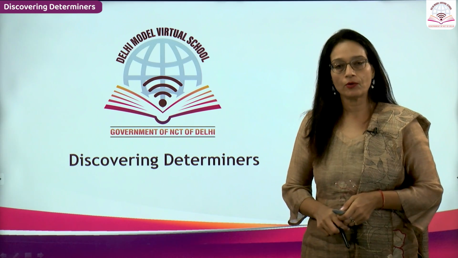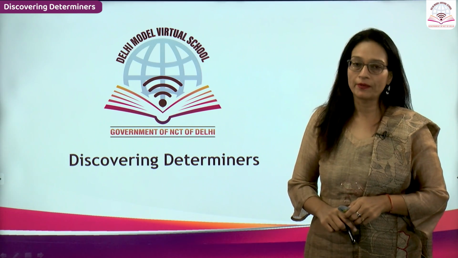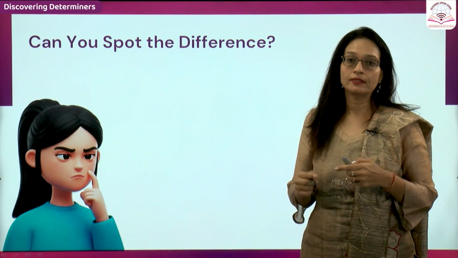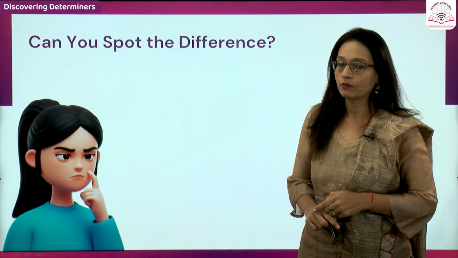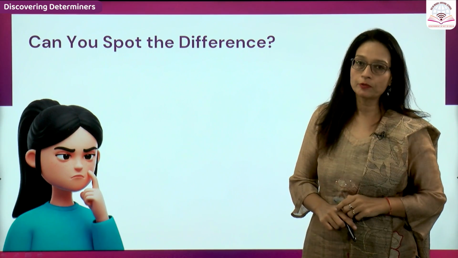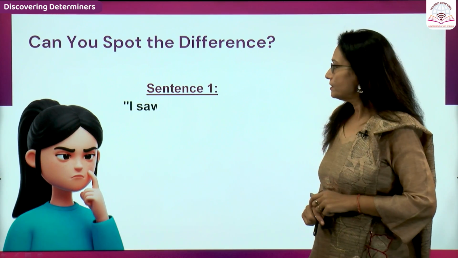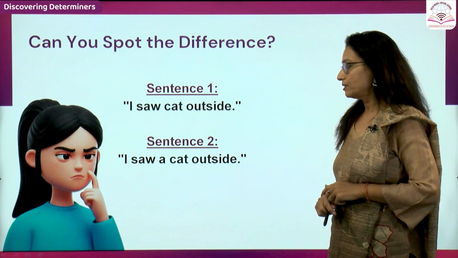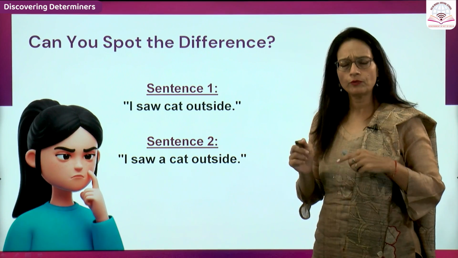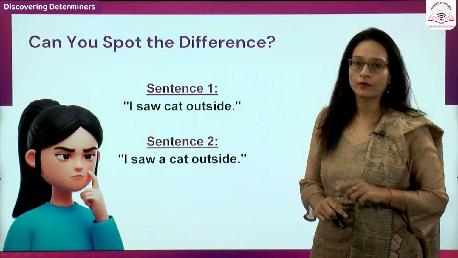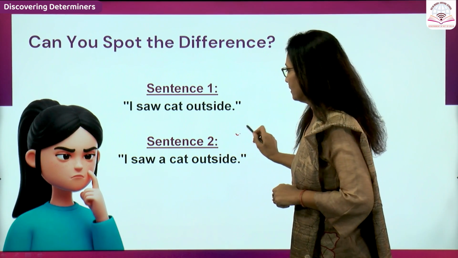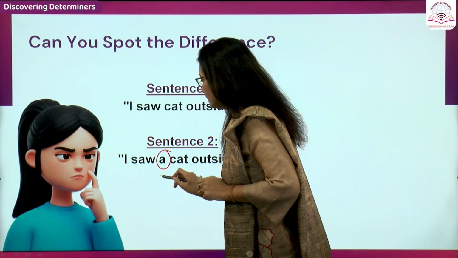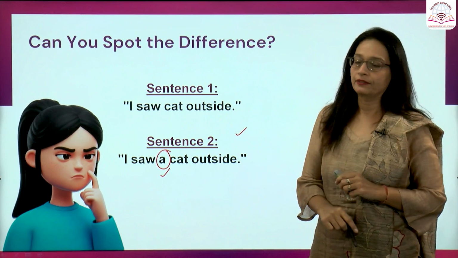Today we are going to talk about a very important part of English grammar, and that is determiners. Now, two sentences are going to come up on the screen. What you have to do is spot the difference between the two sentences. The first sentence is, I saw cat outside, and the second sentence, I saw a cat outside. Which one do you think is a better sentence? Obviously, the second sentence, and all because of the use of a. This a is nothing else but a determiner.